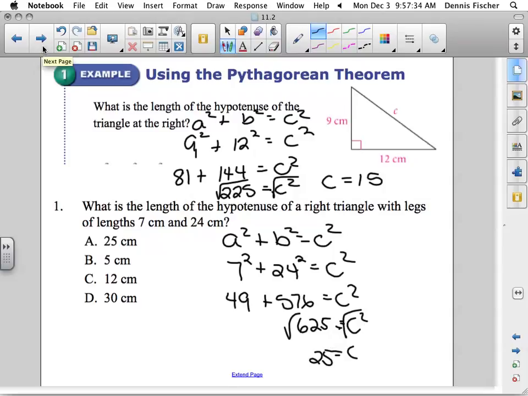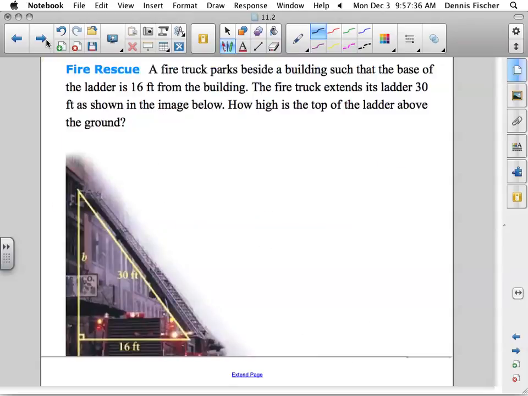Okay, here's another triangle, if I can get the thing to turn the page here. A fire truck is parked inside the building such that the base of the ladder is 16 feet. Here's your base of the building. The fire truck extends at 30 feet as shown, so this is 30 feet. We're looking for the leg b. Solve it down. Looking for leg b.